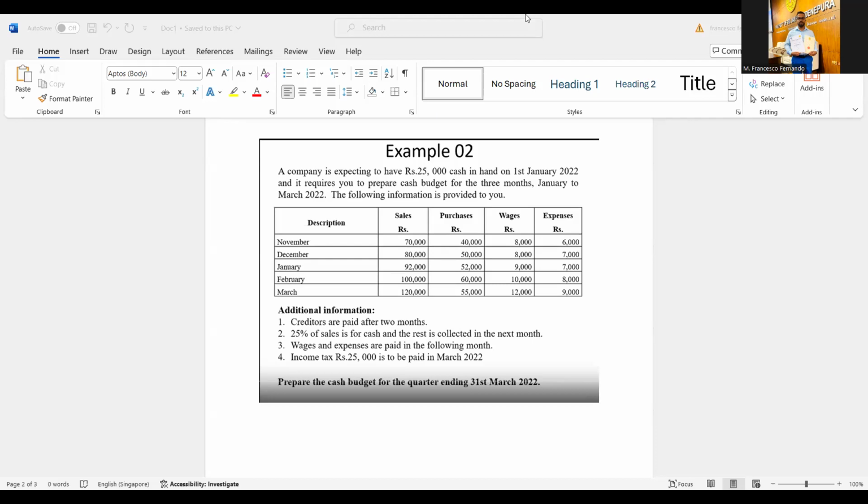They have given sales, purchase, wages, expenses for November, December, January, February, March. Additional information: creditors are paid after 2 months. 25% of sales is for cash and the rest is collected in the next month. Wages and expenses are paid in the following month. Income tax 25,000 needs to be paid in March 2022. Prepare the cash budget for the quarter ended 31st March 2022.